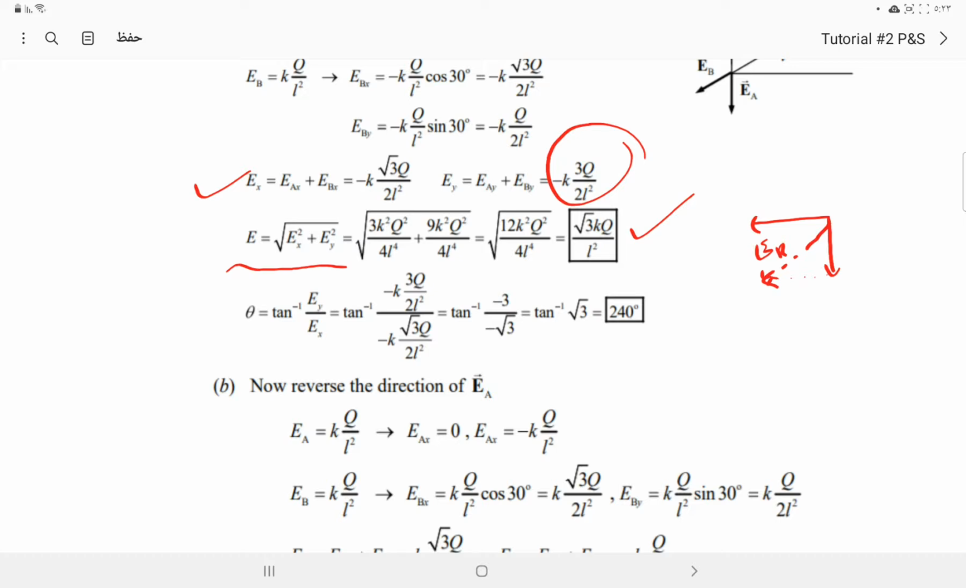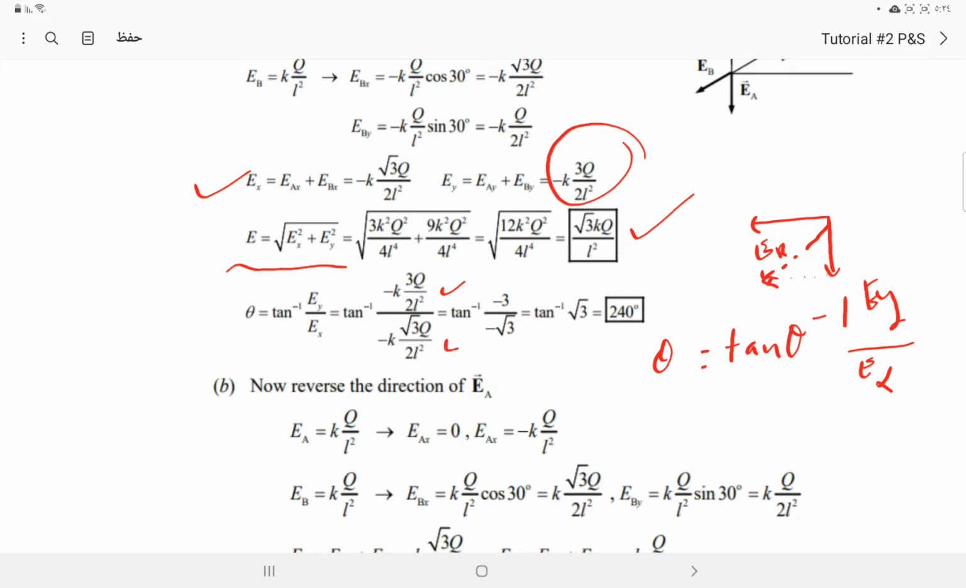And we can use any of these angles to find the tan theta. We call it tan inverse because we are looking for theta. So tan inverse of the y magnitude over the x magnitude, which is the electric field in the y over the electric field in the x. Okay, and from here we can get the result.